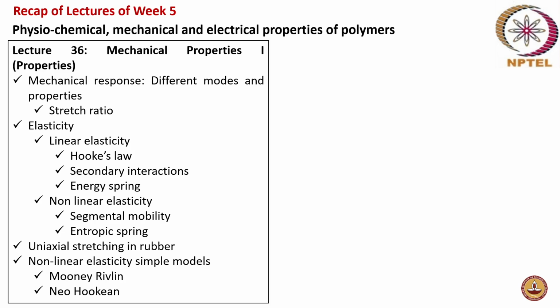So next, there was a discussion on mechanical properties. So different modes and properties, stretch ratio, elasticity. So linear elasticity, where Hooke's law applies, and elasticity is based on the secondary interaction, an energy spring. Non-linear elasticity is an entropic spring. So what is uniaxial stretching in rubber? And there were discussions of some simple models on non-linear elasticity like the Mooney-Rivlin model and the Neo-Hookean model.